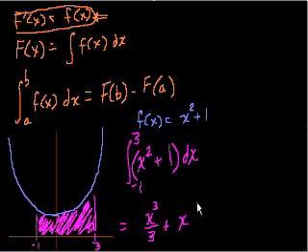And we're going to evaluate that at 3 and -1. And we're going to subtract big F of -1 from big F of 3. Right? This is just the notation they use.